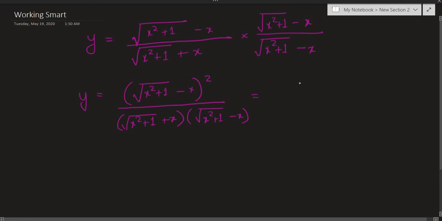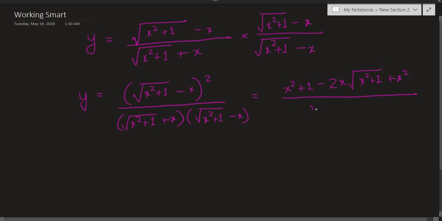Well, let's square this up properly. So we end up with the square of this radical, which is just the inside terms, x squared plus 1, minus 2 times x times the square root of x squared plus 1, plus x squared, divided by, now we can use the difference of squares identity, but this is basically a plus b times a minus b, that becomes a squared minus b squared. So that's the difference of squares identity.